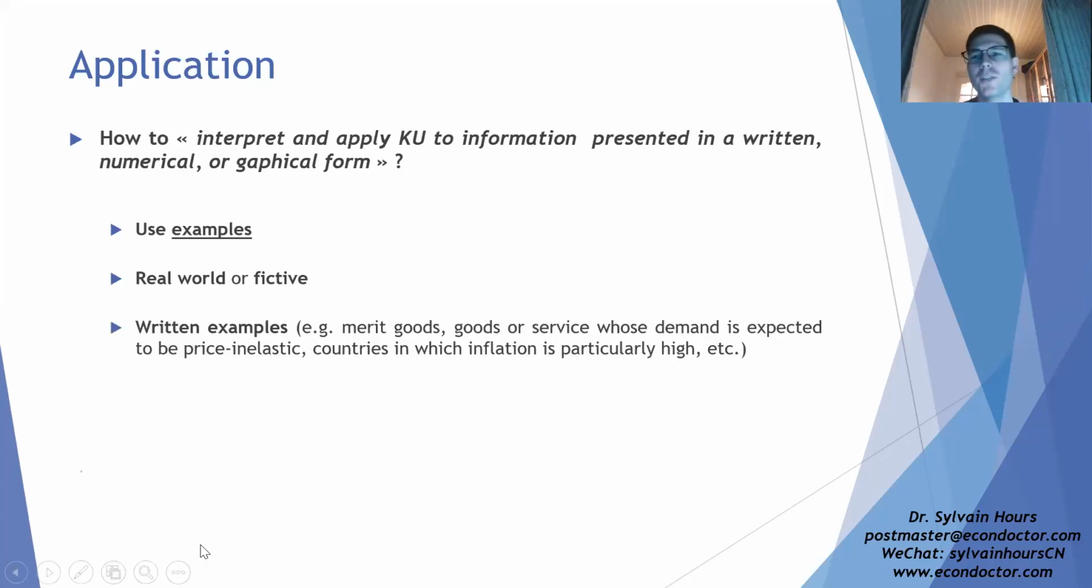All right, so you can use written examples. So if you talk about merit goods, you can use a written example and say, okay, for example, in the case of cigarettes, blah, blah, blah. Okay, I would call that a written example.